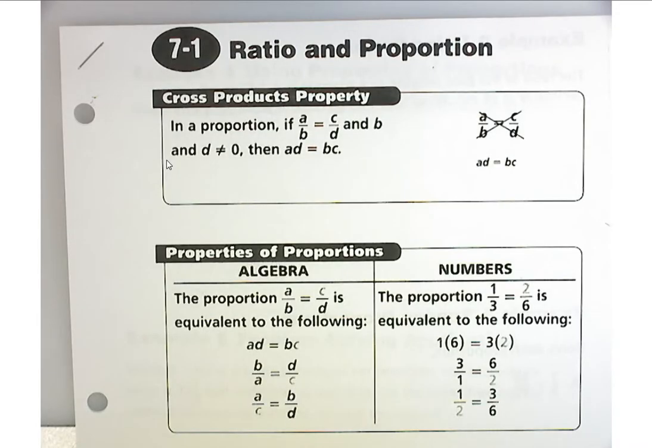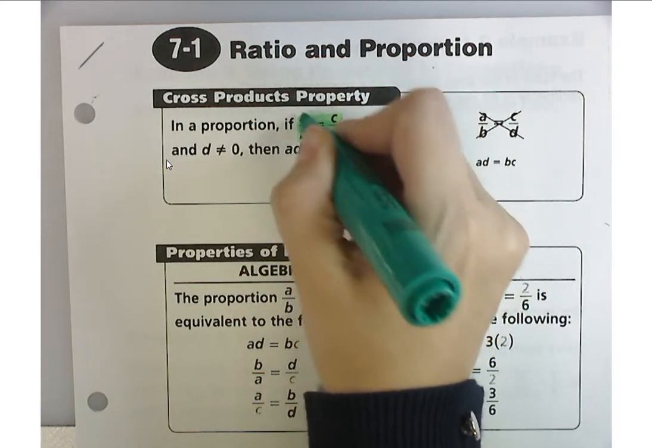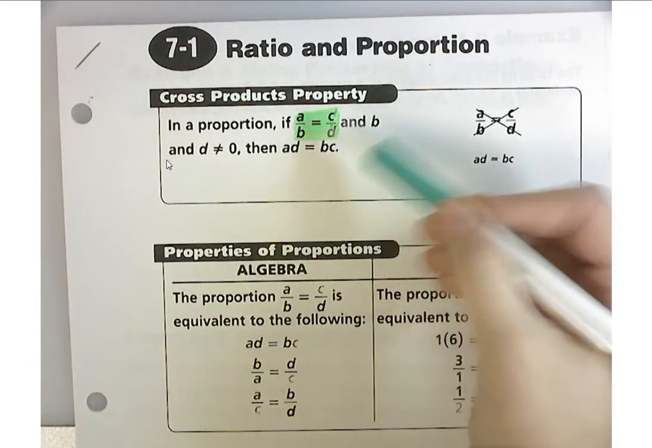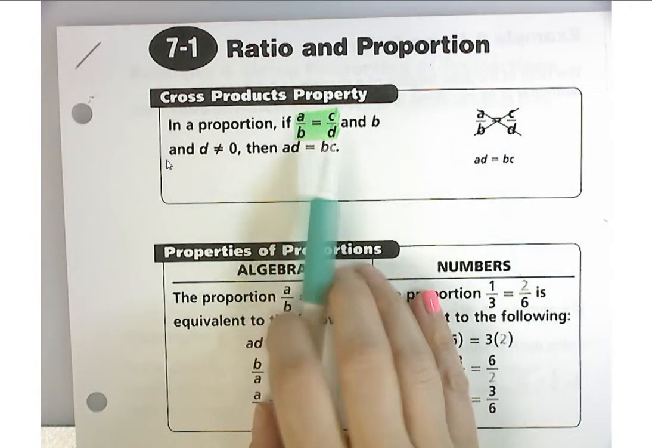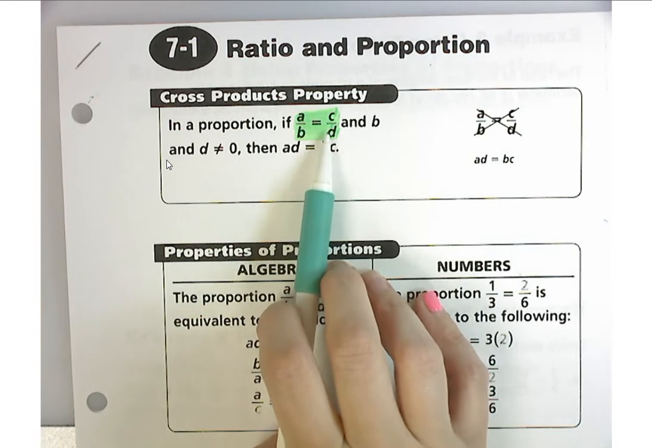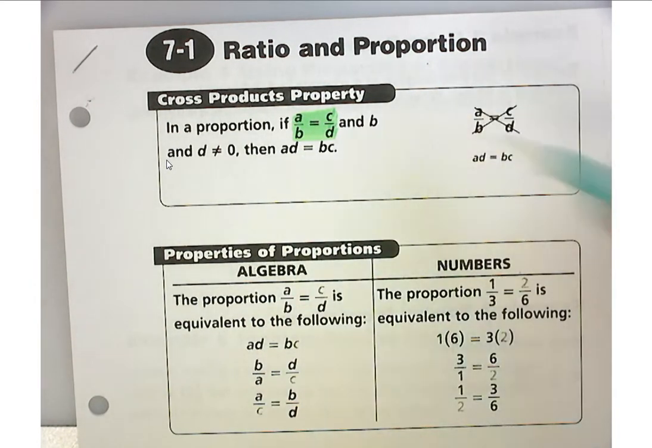Section 7.1 is the cross products property. So you have to have a proportion, which basically just means you have one fraction set equal to another fraction. Okay, so A over B is equal to C over D. And you can't have B and D equal to 0, because if they were 0, then the whole fraction would be undefined. But then what you can do is a cross multiplication.